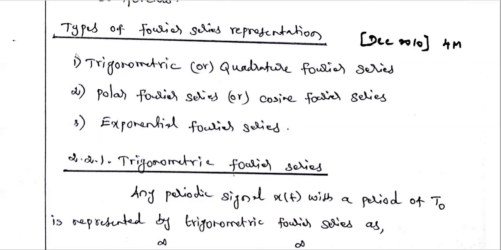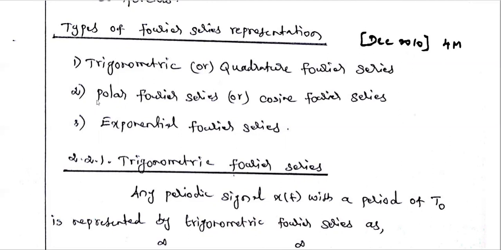What are the three different types of Fourier series representation? First, the trigonometric Fourier series, whose other name is the quadrature Fourier series. Why is it called trigonometric or quadrature? In this representation we use the terms sine and cosine. That's why it is called the trigonometric Fourier series.